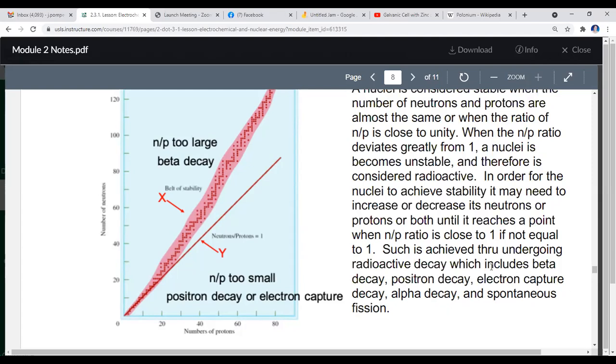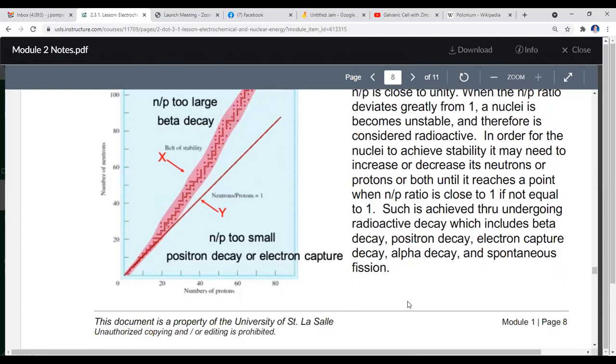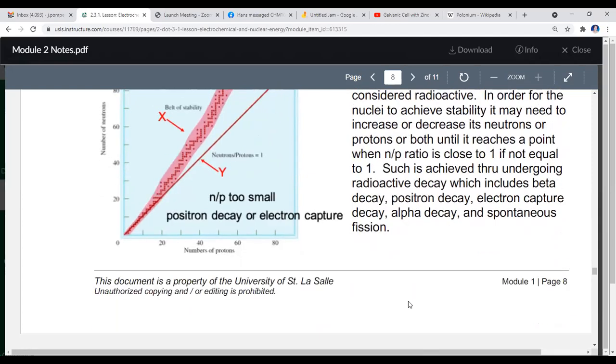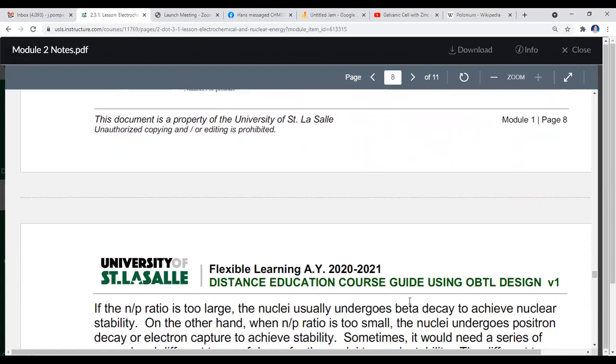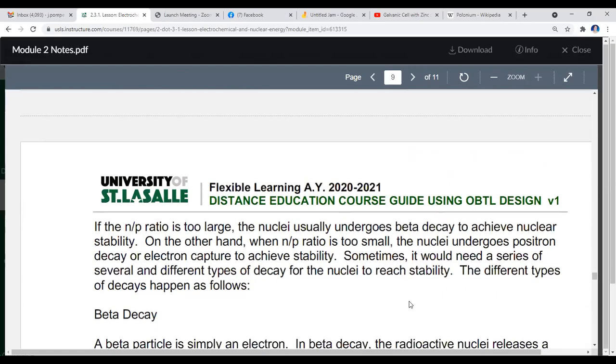Okay? Those are what it can do. It can undergo beta decay, positron decay, electron capture decay, alpha decay, or spontaneous fission with the goal of achieving stability. Why should it achieve stability? So that that particular atom will not be radioactive anymore.